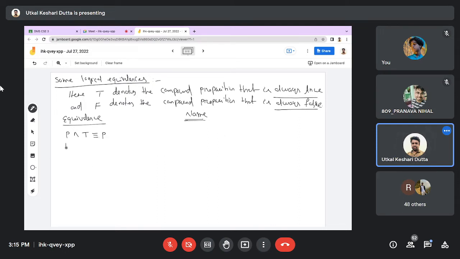And P disjunction any contradiction, which is always false, will be equivalent to P. F is always false, so that depends on P. If P is true, that will be true. If P is false, that will be false. It fully depends on P. These two laws are called identity laws. That is just for notation.